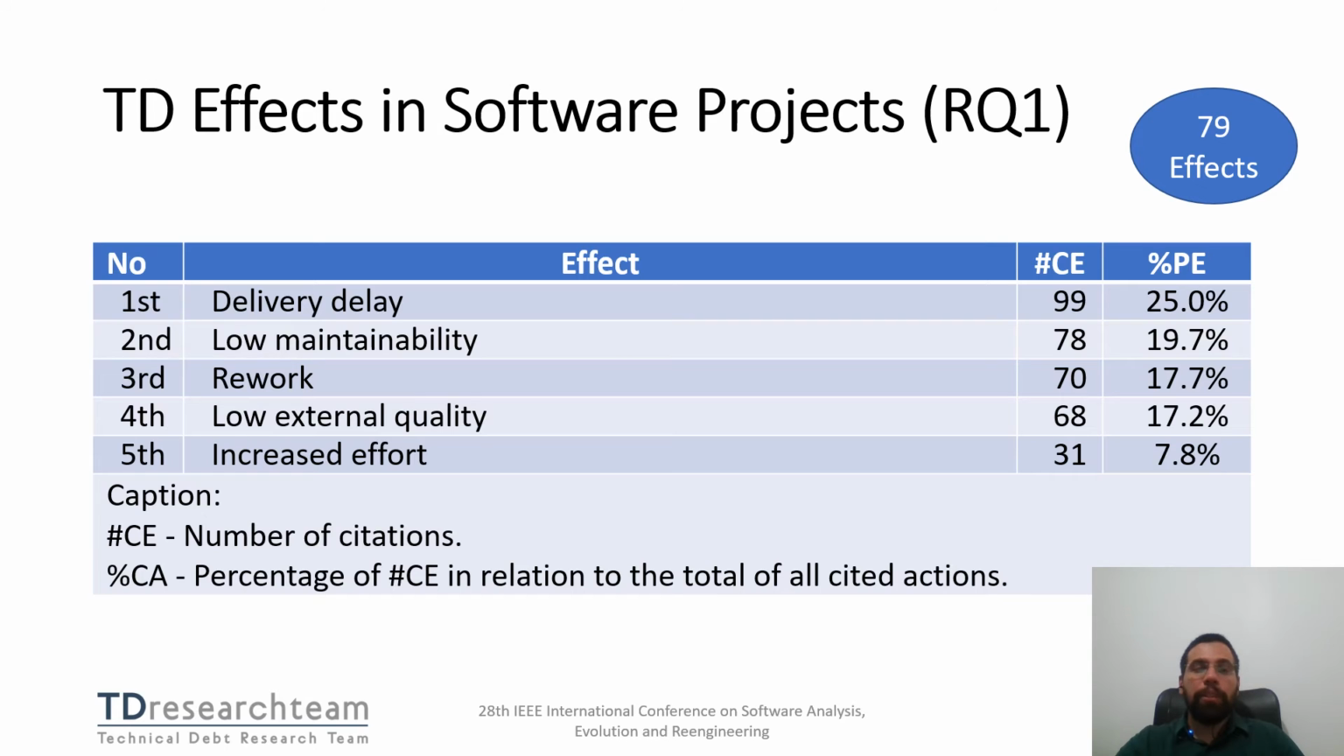Answering research question 1 about the TD effects in software projects, we identified 79 effects from the answers given to question 20. Delivery delay was the most cited effect, with 99 citations, and was felt by 25% of the projects. The other effects best positioned in the list were low maintainability, rework, low external quality, and increased effort.